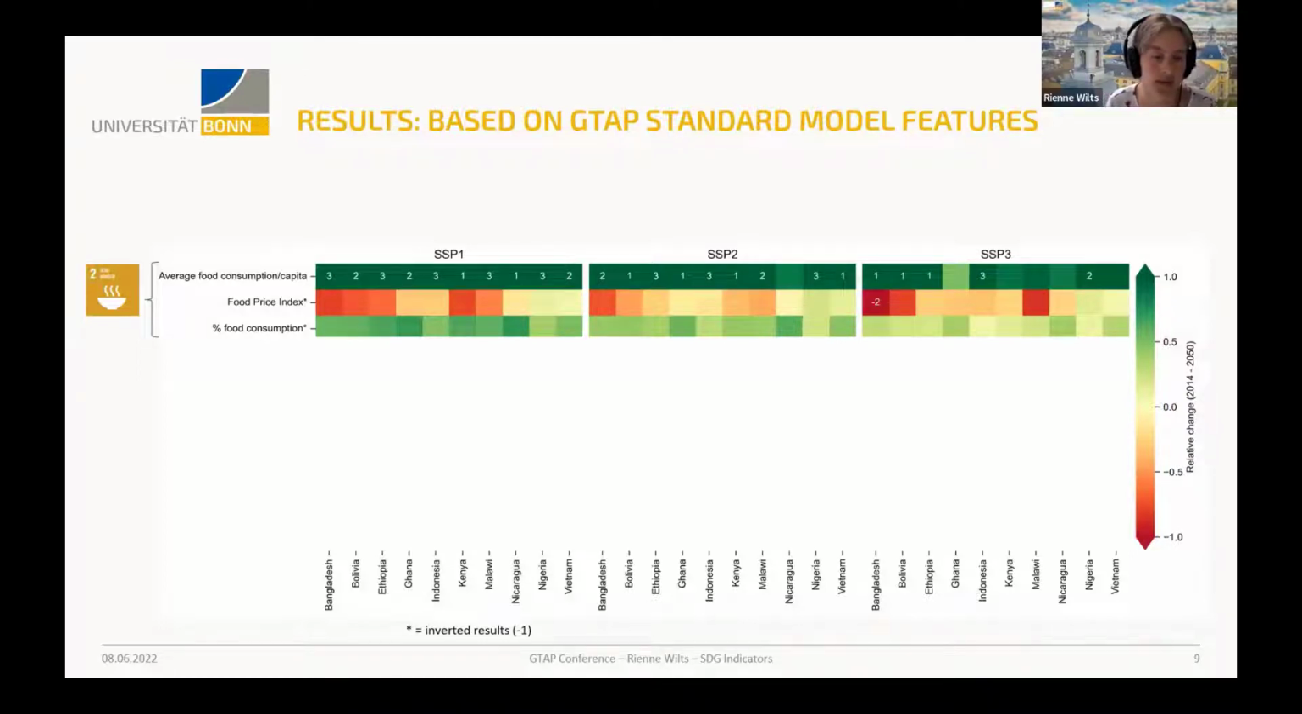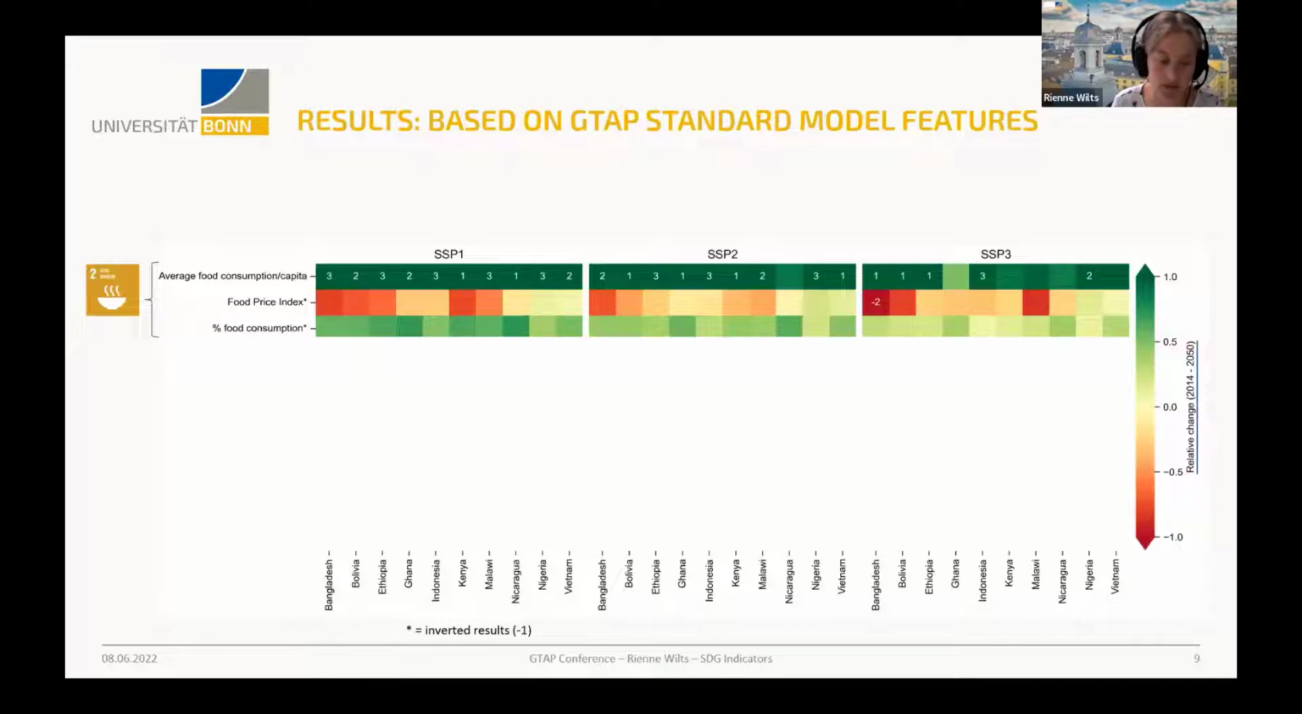The results are structured as follows. We have summarized them by where the data comes from. First we start with the GTAP standard model, then we go to the auxiliary data, and finally to the new data. And then I will also show some distributional graphs.